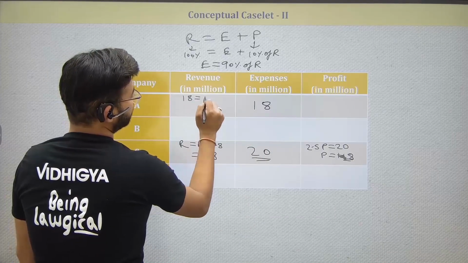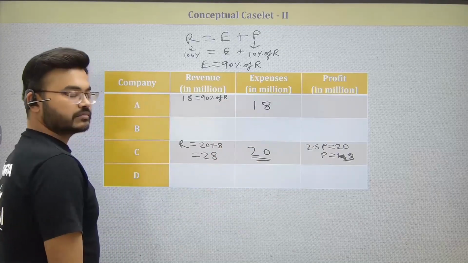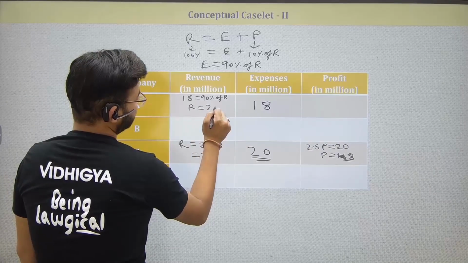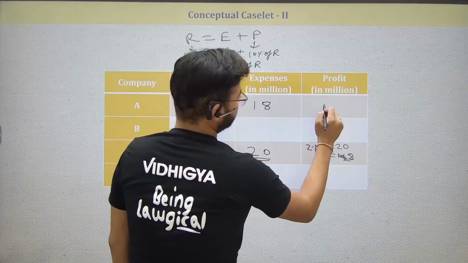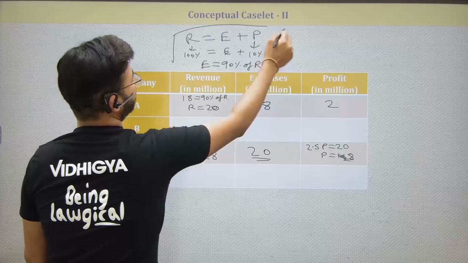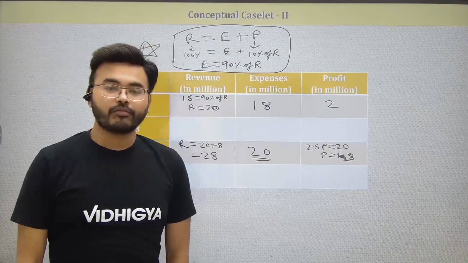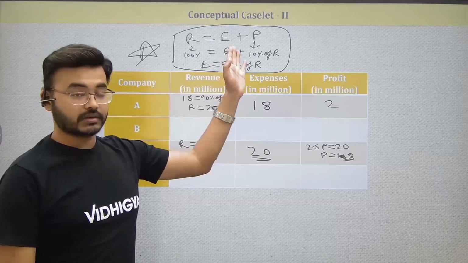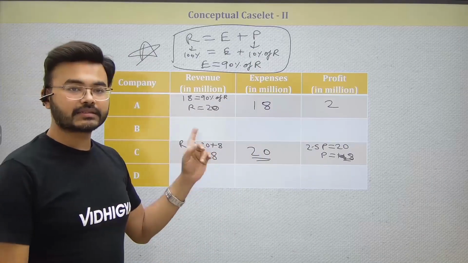So 18 is equal to 90% of the revenue. So the revenue will come out to be 20. If revenue is 20, expense is 18, the profit will be 2. So again, this is a very important concept that you need to remember in terms of expense and profit. CLAT has already asked caselets based on this particular concept. Make sure you have the clarity in this regard.